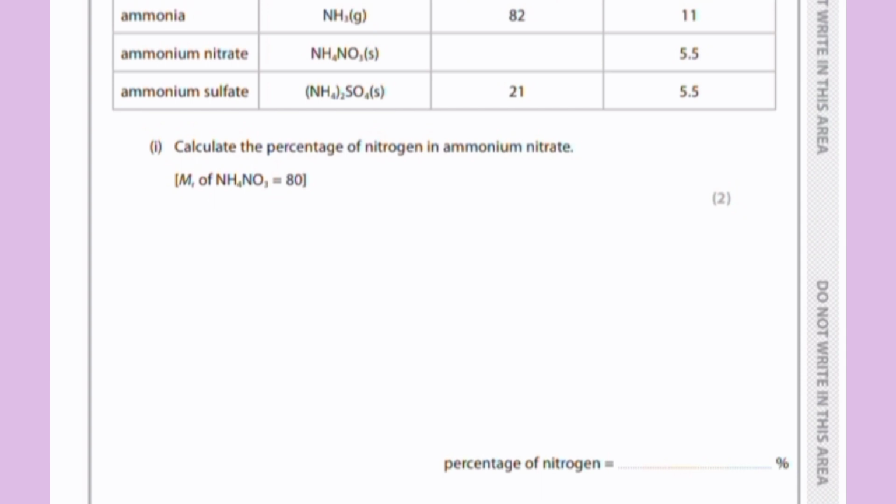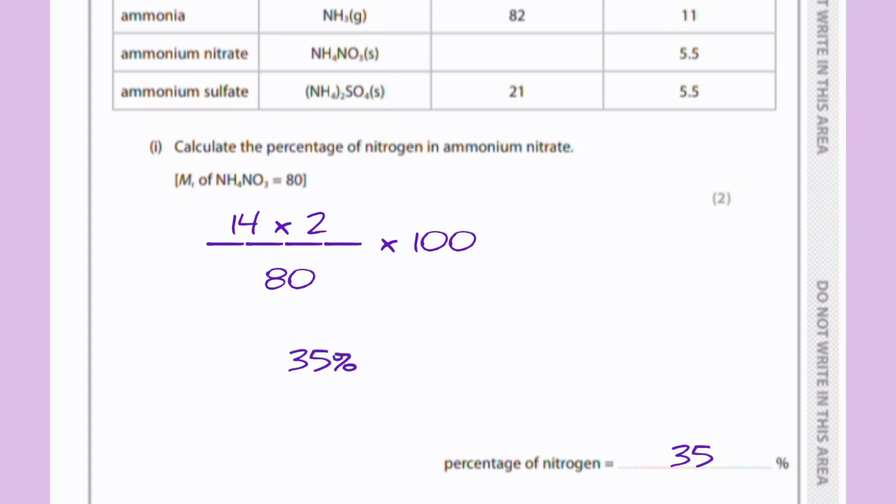Then you will multiply whatever value you have obtained by 100. So for this question, the Ar of nitrogen is 14, and as you can see from the formula of NH4NO3, there are two nitrogen atoms, one in the ammonium and one in the nitrate. So you will multiply 14 and 2 and divide by the Mr of NH4NO3, which is 80. Now you will multiply this by 100 to get the value of 35%.